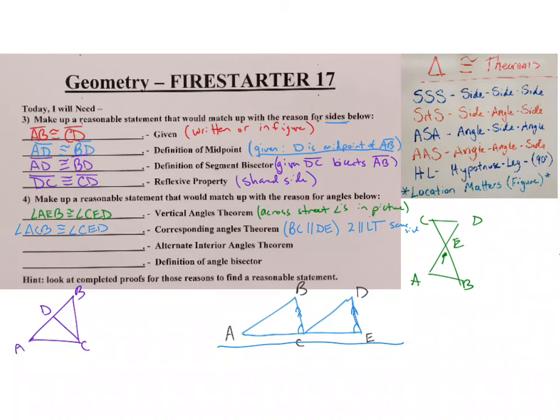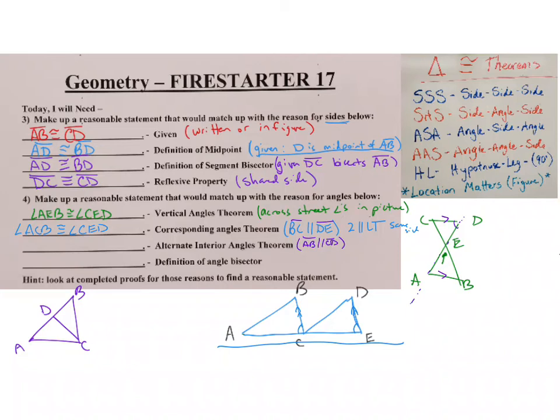It'll be slightly different with alternate interior angles, so I'll go back to that green picture. With alternate interior angles, once again, if you don't see given, like let's say we see AB is parallel to CD, you're not going to be able to use it. So I'm going to use this green figure, AB is parallel to CD. That means this dotted line right here is the transversal, and those are the parallel lines.